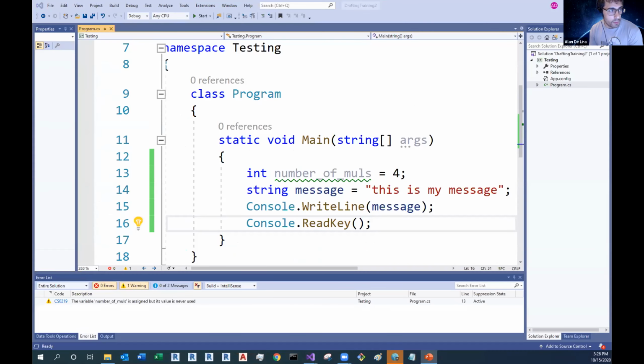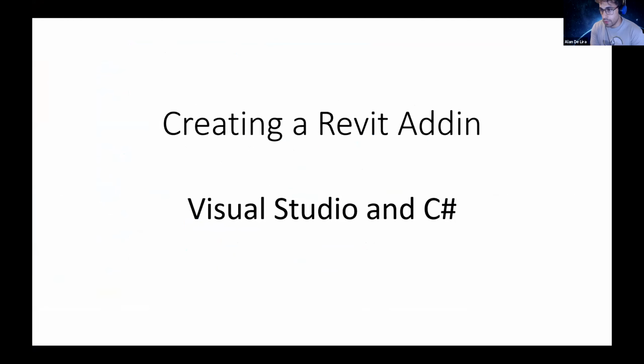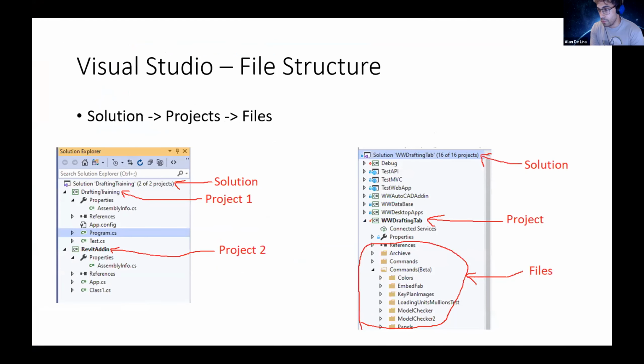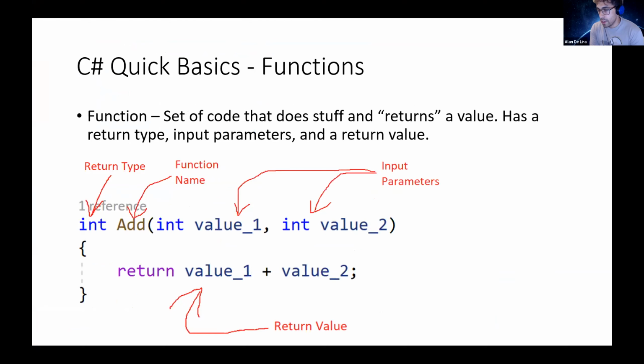So now that we've written a variable, we're just going to talk really quickly about functions. So in C#, they're basically a set of code that, sorry, my connection is bad right now. But basically functions are code that return some value. So they'll have some number of inputs and then they'll return an output.